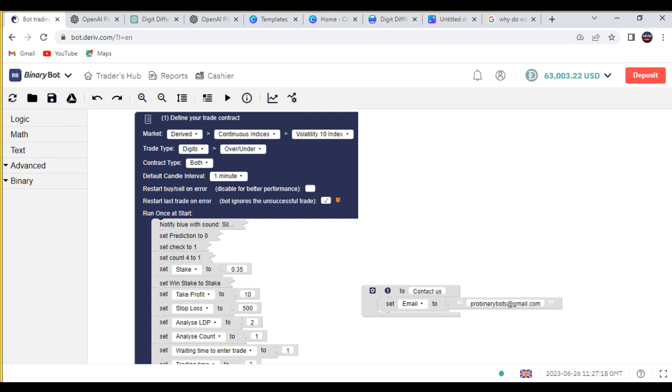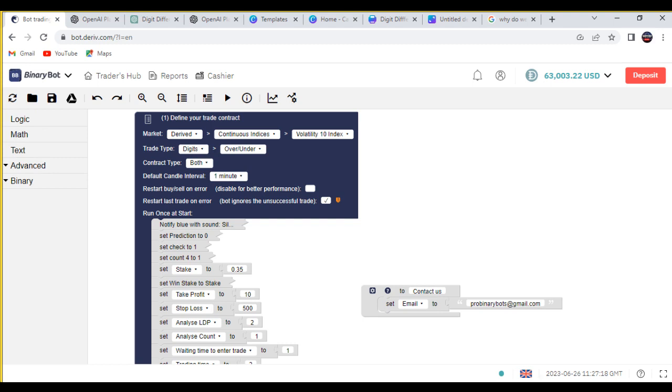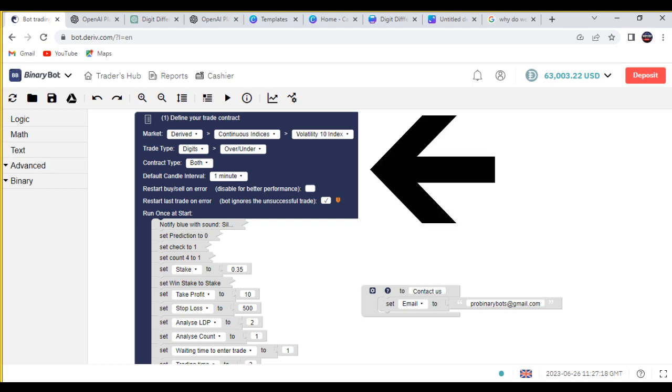Once uploaded, you will notice slight changes in the marketplace. Today, I have set the market volatility to 10. However, if you prefer a volatility index of 100, you can modify the marketplace settings according to your preference. The trade type for this bot is digit over/under.